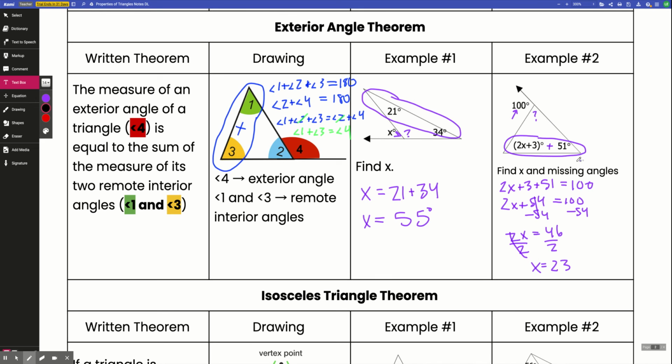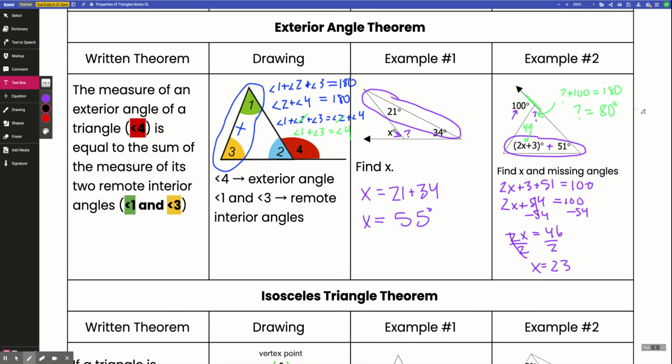Okay. So what that means, if x is equal to 23, is that this angle here, the 2x plus 3 angle, is 23 times 2, which is 46, plus 3, which is 49. So this angle is 49, which makes sense, right? Because 49 plus 51 has to equal 100. Now I need to find this one last missing angle, but I know that this plus 100 has to equal 180 because they form a straight line, right? Those two angles form a straight line right there. So that means my question mark angle is 80 degrees.